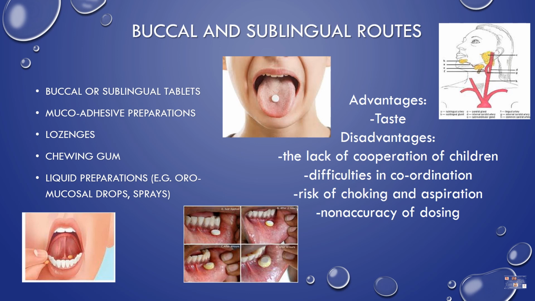Buccal or sublingual preparations include mucoadhesive preparations, lozenges, chewing gum, and liquid preparations, for example, oromucosal drops and sprays. Advantages are taste, and disadvantages are the lack of cooperation of children, difficulties in coordination, risk of choking and aspiration, and non-accuracy of dosing.